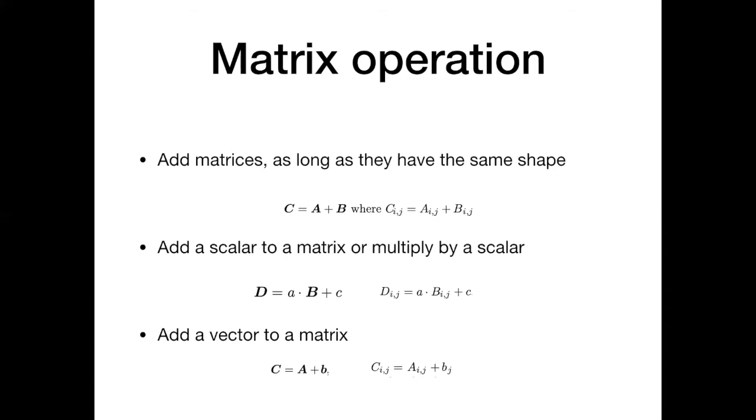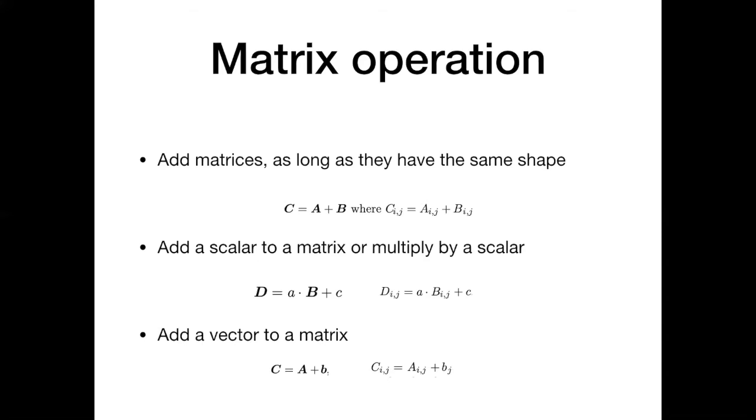These are some other matrix operations. The first one is about adding matrices. If we want to add matrices, we must guarantee that the matrices have the same shape, and then we can perform the adding operation by adding their corresponding elements.